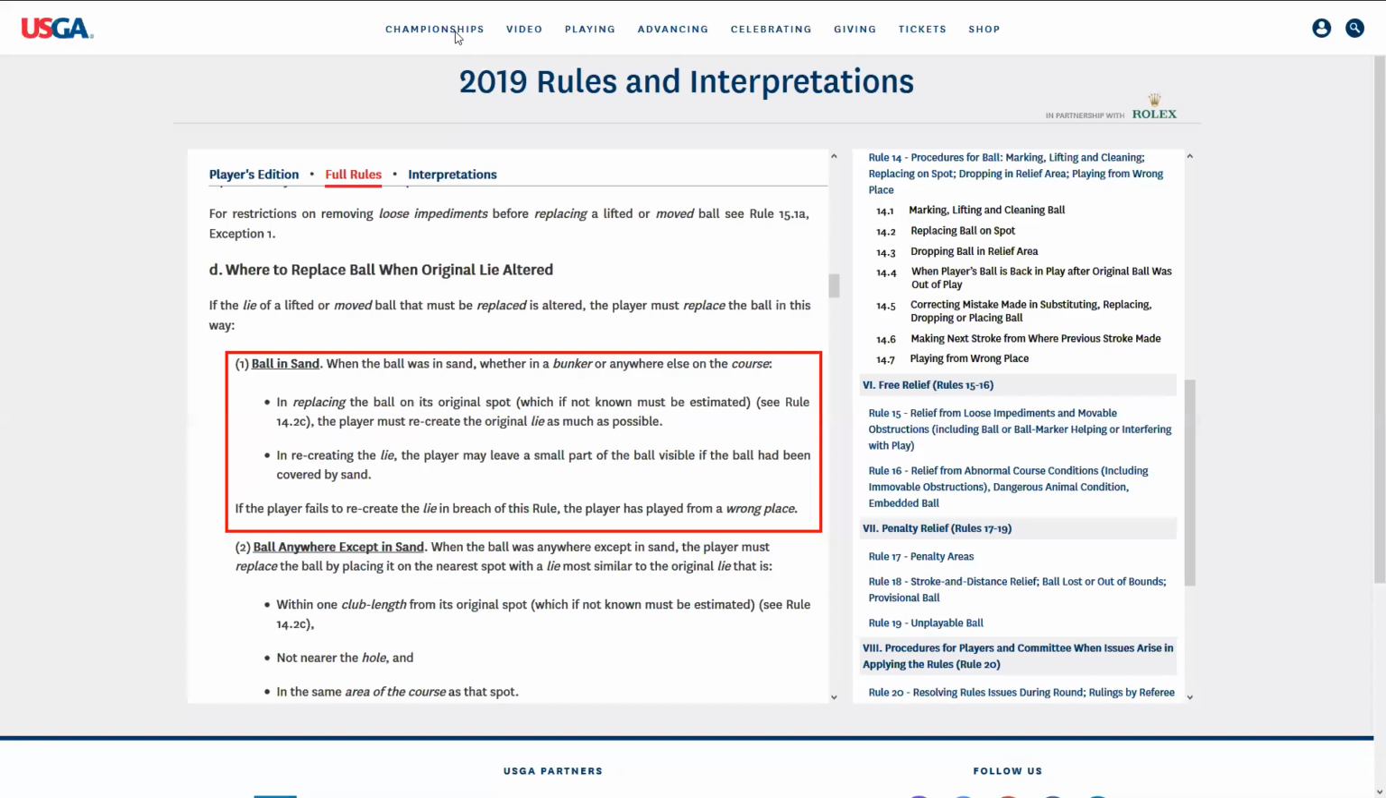Well, what this says is you find the nearest lie most similar. Since it's a fairway lie, you're going to move it just a couple of inches where you then have your fairway lie, and then you're going to take relief, placing the ball.